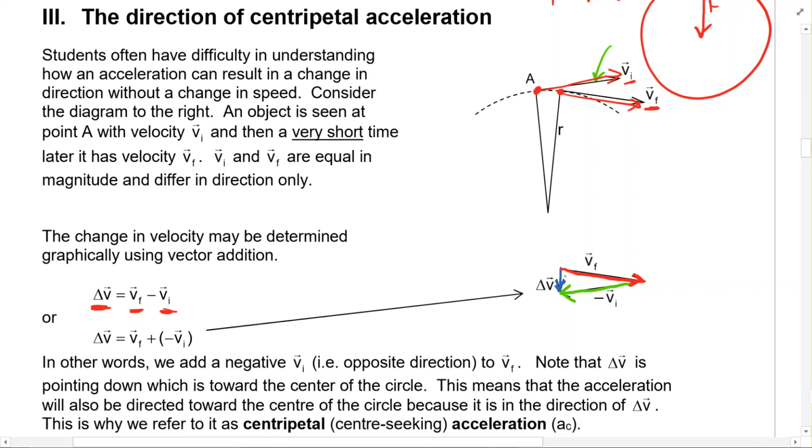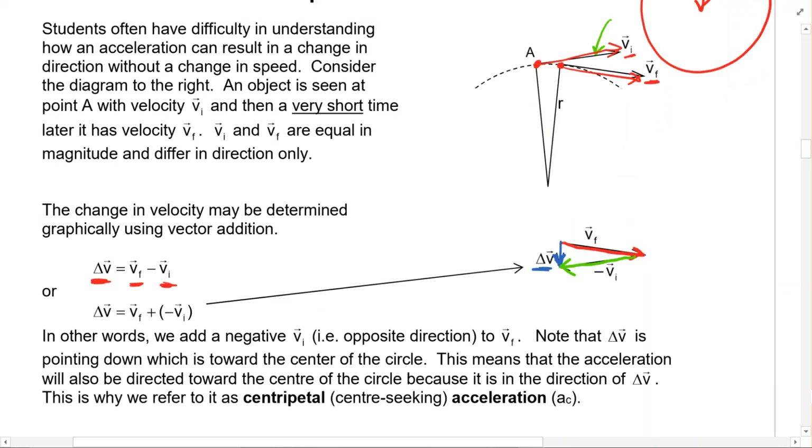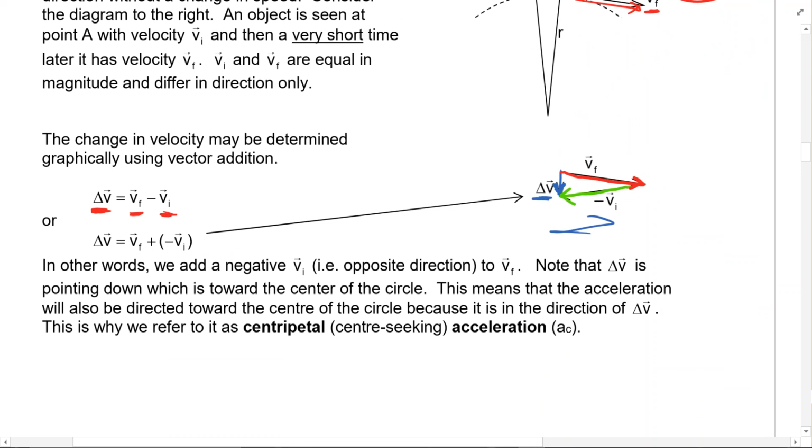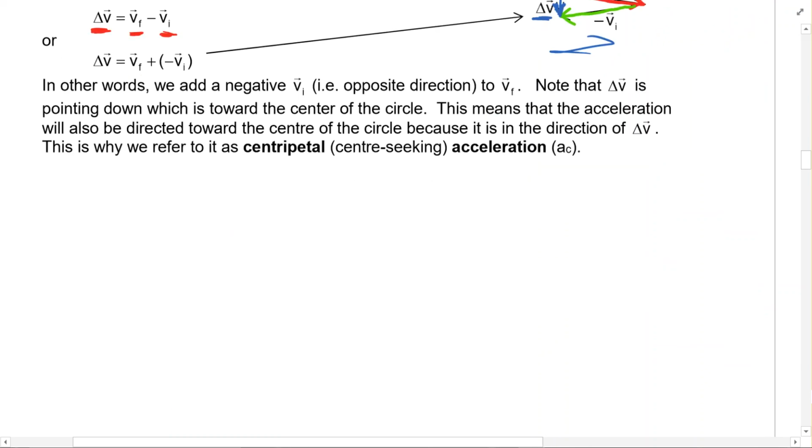So that's just another bit of math to show that your change in velocity, or acceleration, is pointed toward the center. However you want to think about it, you won't need to recreate this, but it's just more proof that your acceleration is toward the center of your circle. Okay.